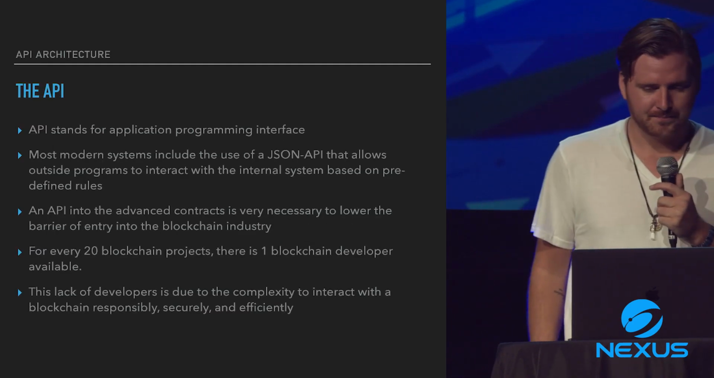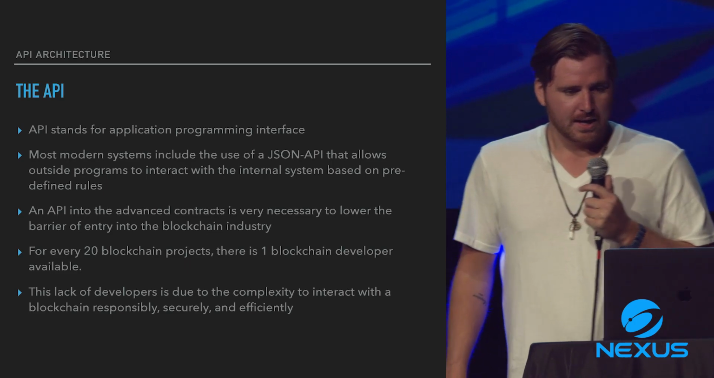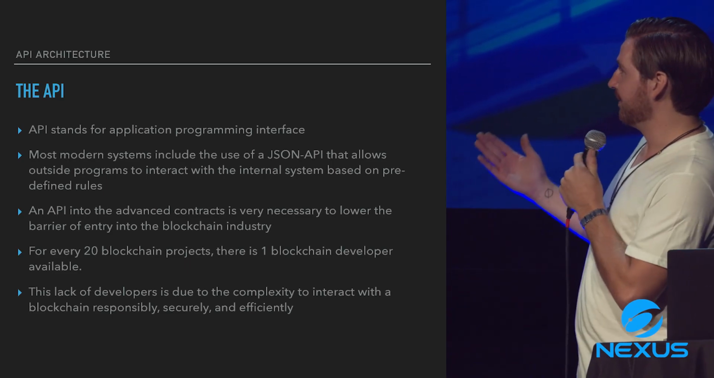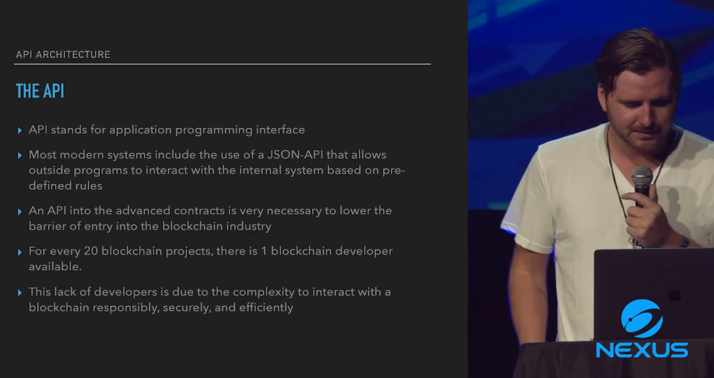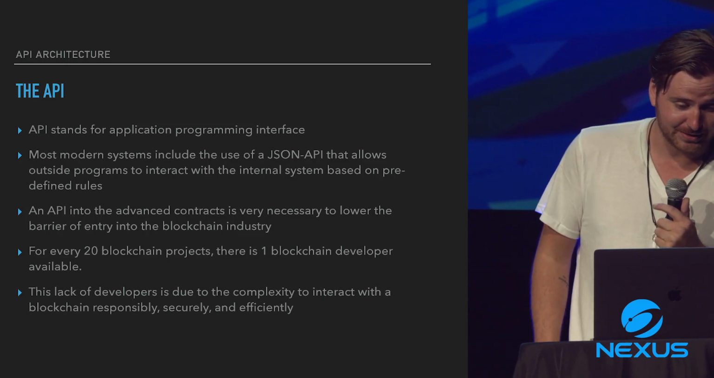Now we get to the API. This is very, very important. API stands for Application Programming Interface. Most modern systems use JSON APIs, and they plug into one person's system and another. What it basically lets you do is interact with the internals of a system. Right now, if you want to interact with a blockchain, you have to learn these complex languages, or you have to find a blockchain developer, or, I should say, if you're lucky, you find a blockchain developer.